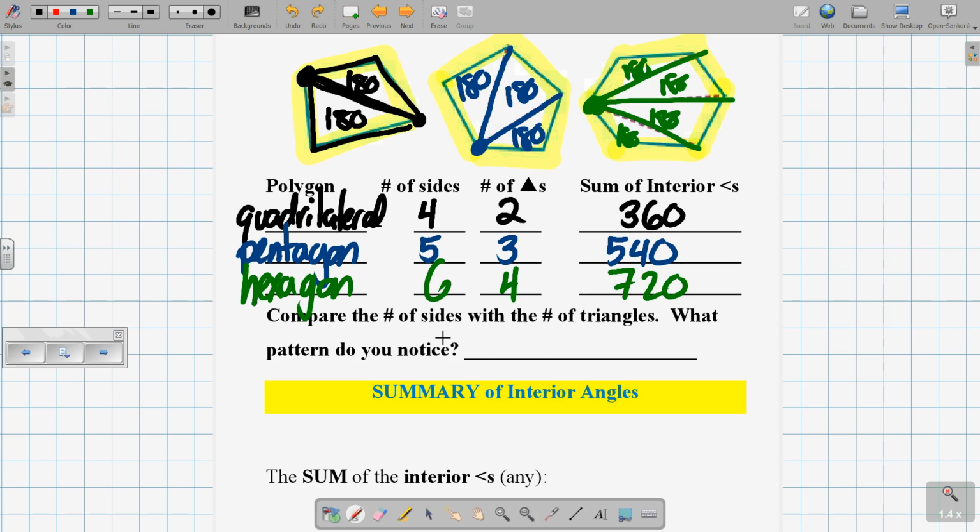Okay, look at the pattern between the number of sides compared to the number of triangles. Look very carefully. A quadrilateral has 4 sides, but only 2 triangles. A pentagon has 5 sides, but only 3 triangles. A hexagon has 6 sides, but only 4 triangles. I want you to take about 10 seconds and see if you can articulate by yourself what's the relationship between the number of sides to the number of triangles possible from a single corner.